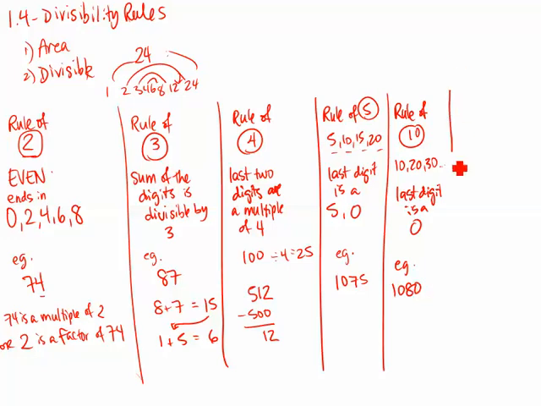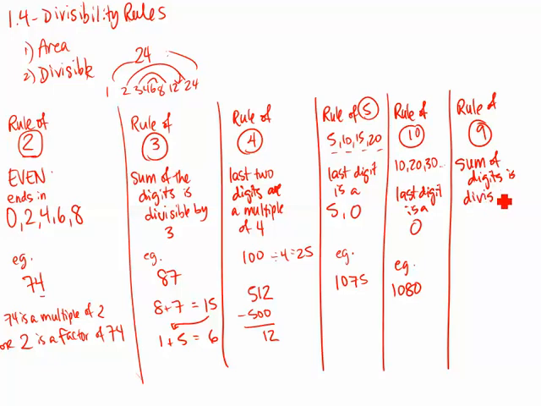The last one's a little bit tricky, and this is the rule of 9. Rule of 9 works exactly like the rule of 3, where the sum of the digits is divisible by 9. So if I take my numbers and I add them up, and it ends up being a multiple of 9, then I know that the original number is a multiple of 9 as well.